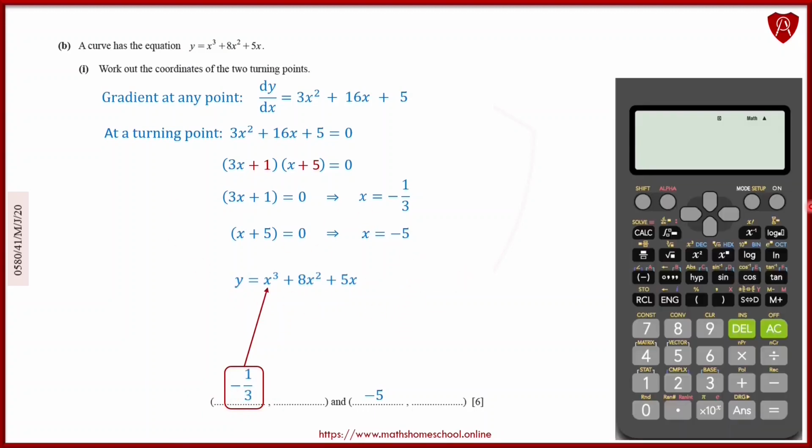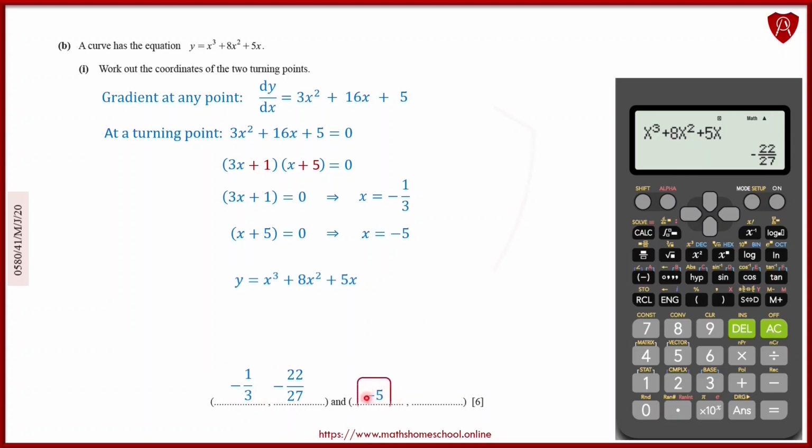Let us type out the equation of y, alpha x cubed plus 8 alpha x squared plus 5 alpha x. To get the y value, we need to press calc, enter the value of x, negative 1 over 3. It gives negative 22 over 27. So that is the value of y when x is negative a third.